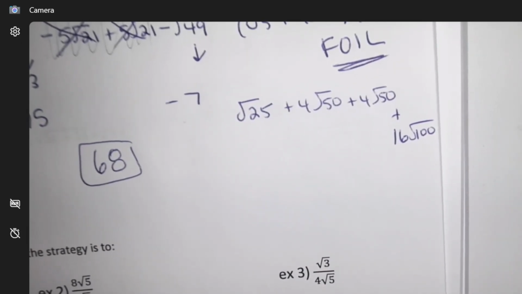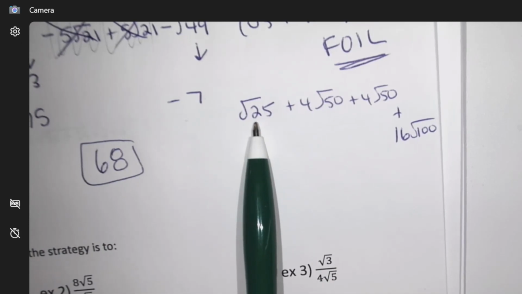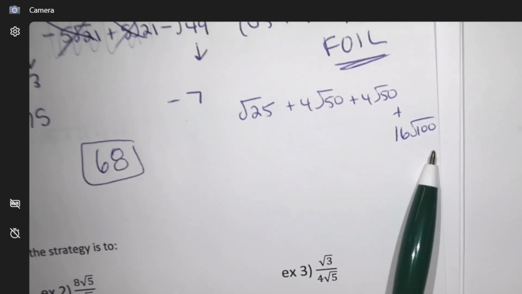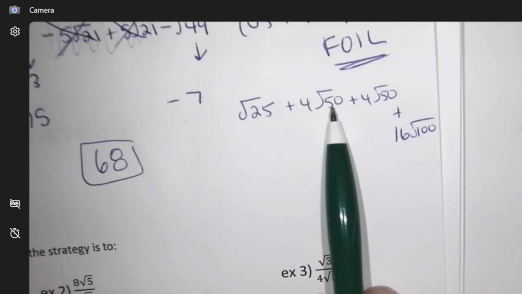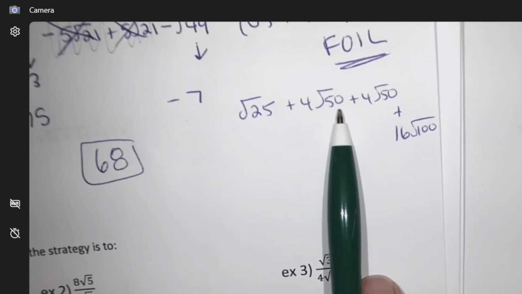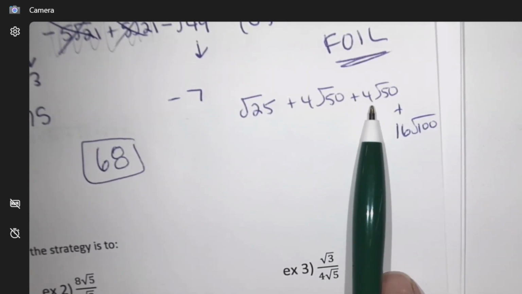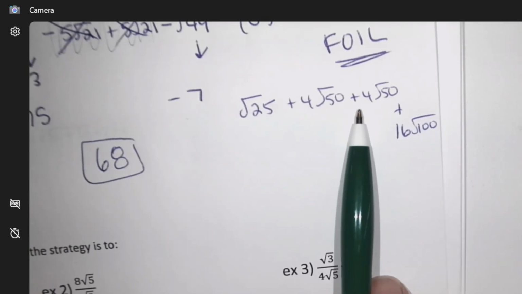Okay, if you are a sucker for shortcuts, this is always the pattern. You're always going to get the first thing squared here and the last thing squared here. And in the middle, it's always going to double the multiplication. This will always double something in the middle, right? 4 root 50, 4 root 50, so it's now 8 root 50, it doubles. Okay?